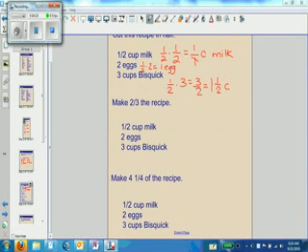2/3 of a recipe. Again, there's an understood of with all of these, which means you're multiplying. Half of the recipe. Of means multiply. 2/3 of the recipe, so you multiply. 1/4 of the recipe, so you multiply. I'm going to multiply 2/3 times 1/2. My 2's cancel, and I get 1/3 of a cup of milk.